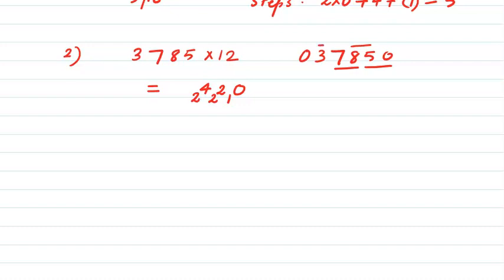Next step, take this next two digit 37. Now 3 into 2 is 6. 6 plus 7, 13. 13 plus this carry over term is 15. You write 5 and then you take 1 as the carry over term. Finally, you have the number 0 and 3.